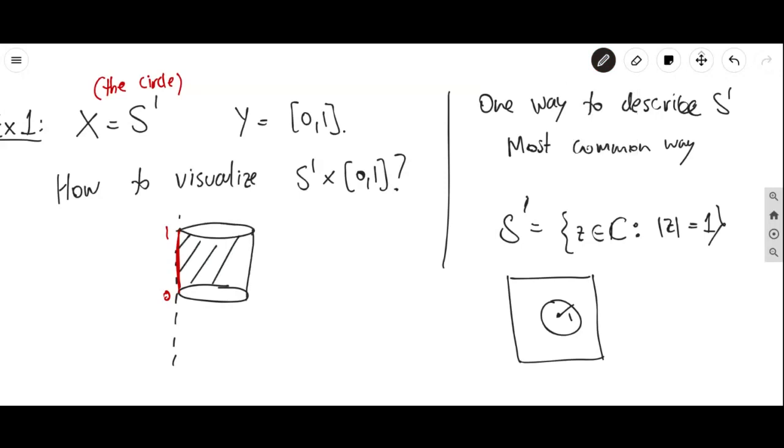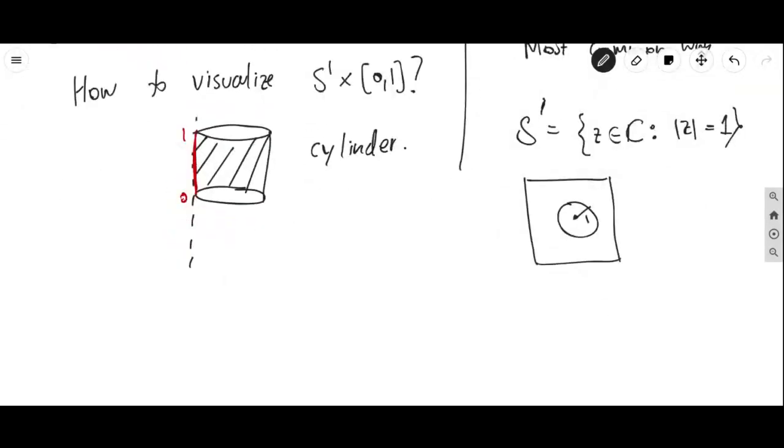That is going to be a cylinder. And a cylinder is not homeomorphic to a disk. They're not homeomorphic. Why not? Why are they not homeomorphic?